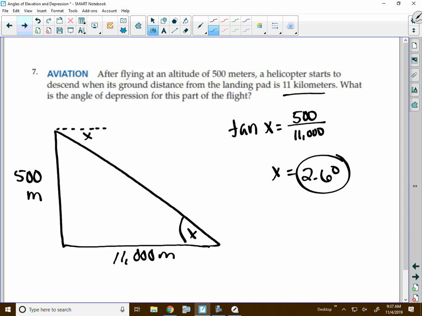Okay, when you come to that, try number 8 on your own. It's very similar to this. Try number 8 on your own. Very, very similar.